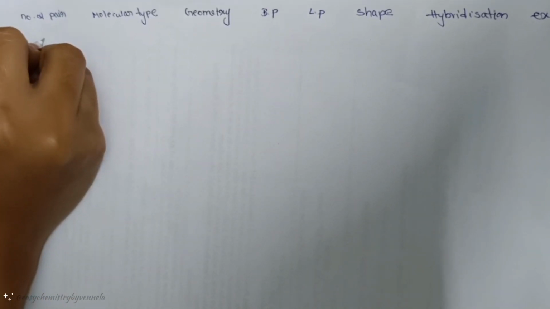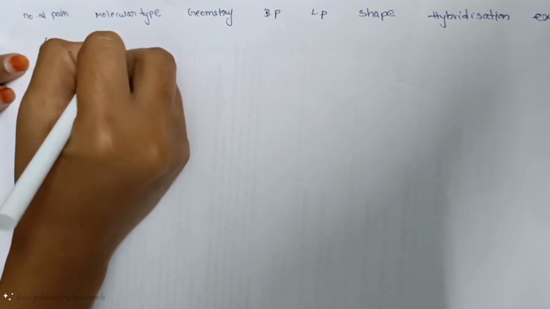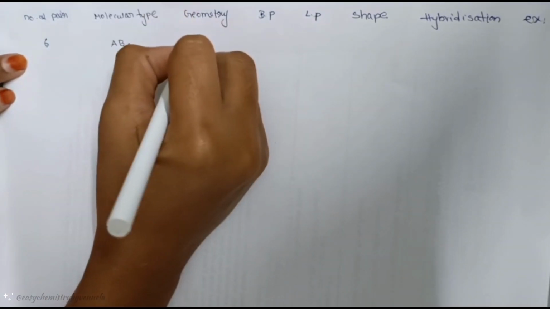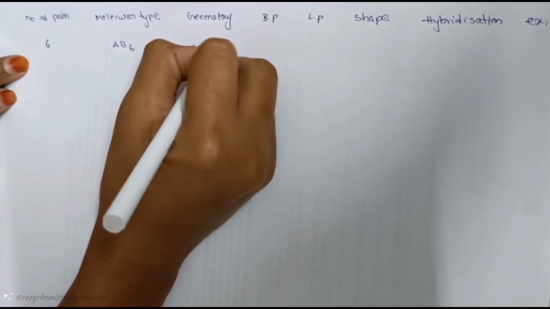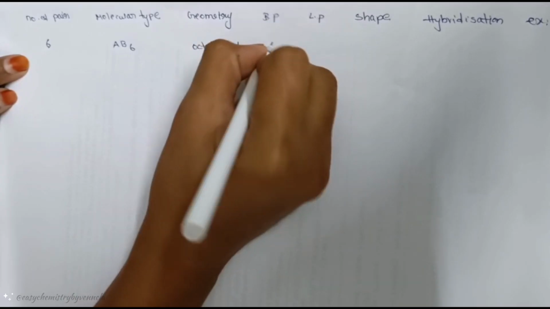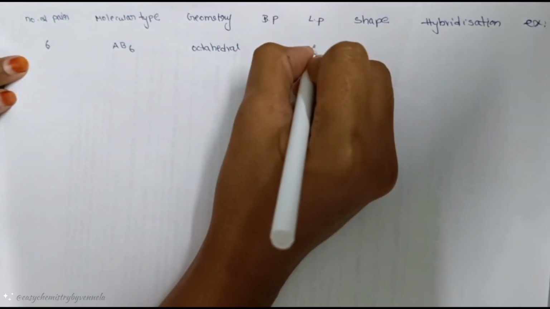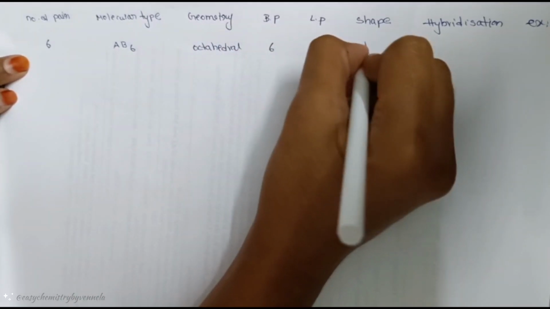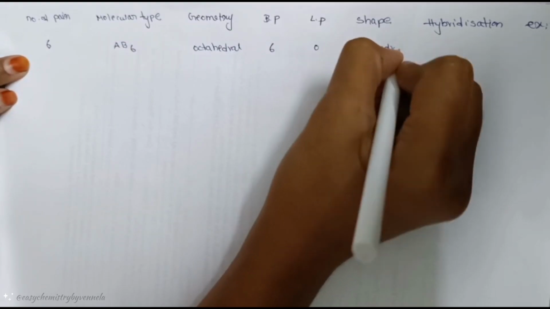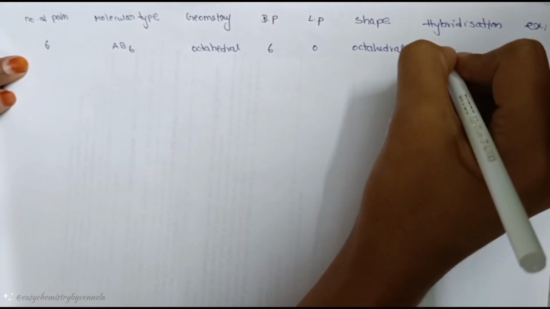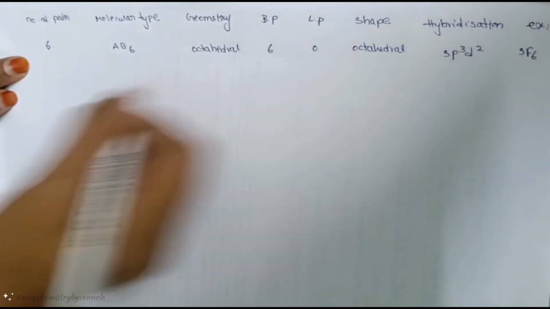Number of pairs is 6. Molecular type is AB6. Then geometry is octahedral. Bond pairs 6, lone pairs 0. Shape octahedral. Hybridization sp3d2. Example for this SF6.